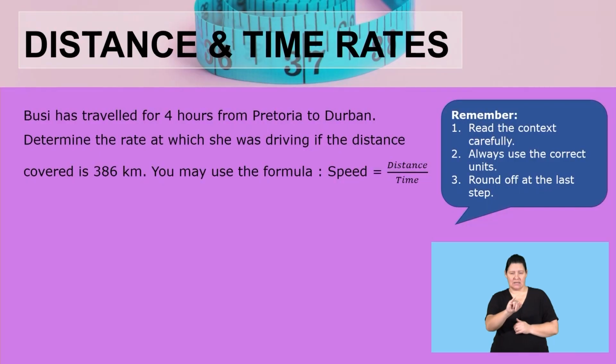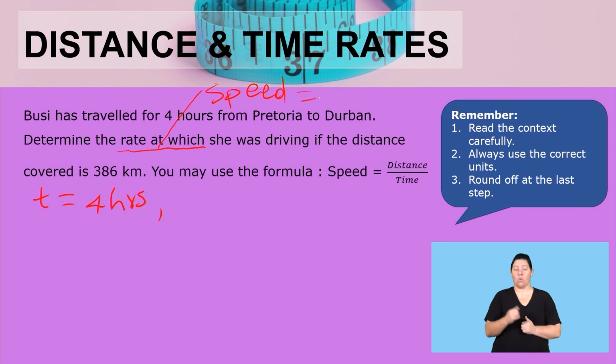Let us have a look at this example. Busi has traveled for 4 hours from Pretoria to Durban. So now we have the time. Our time is 4 hours. And then the other thing, determine the rate at which he was driving. When we say determine the rate at which he was driving, the implication is that we determine the speed, because remember, I said the rate, when we talk about the relationship between the distance and time rates, will be the speed. So the rate that you need to calculate is the speed. So now speed is what needs to be calculated.